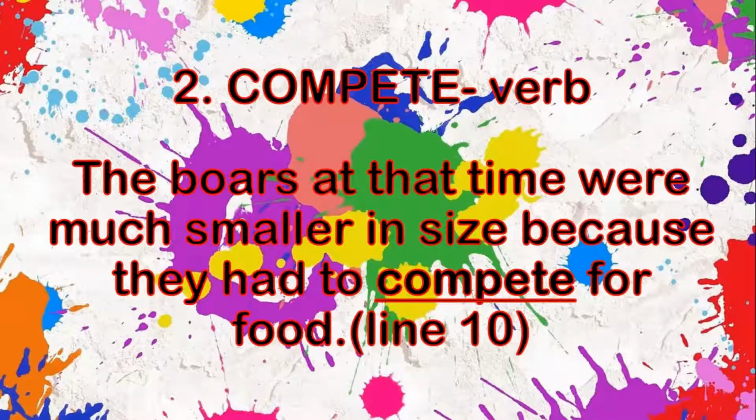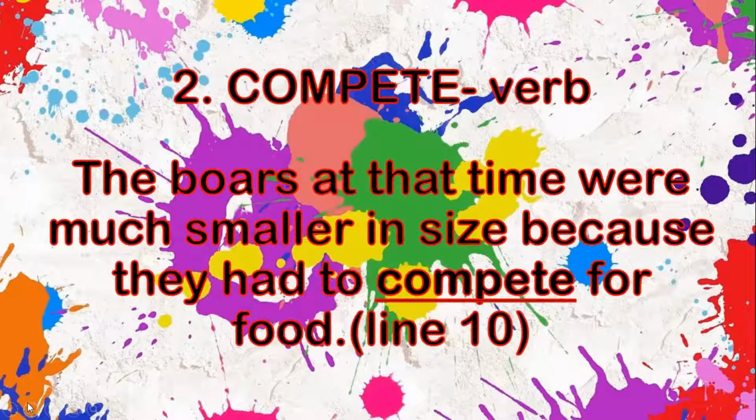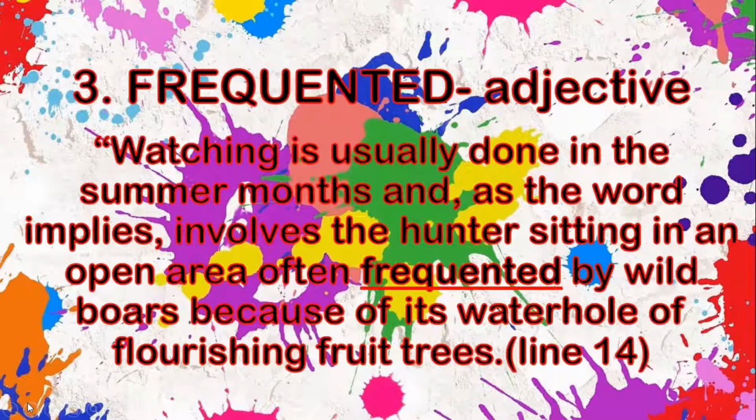So we have to go ahead now and do some changes or modifications to the word to help our sentence make sense. And the only thing that we could have possibly done was remove the suffix and go back to our root word, compete. Let's look now at number 3, frequented, and that is an adjective in this particular sentence.